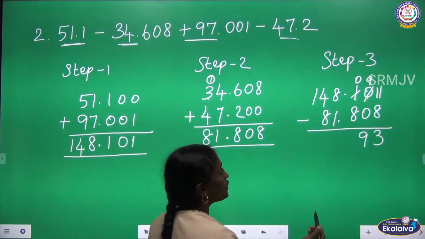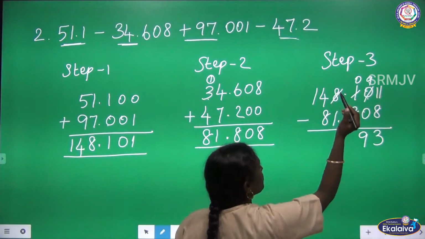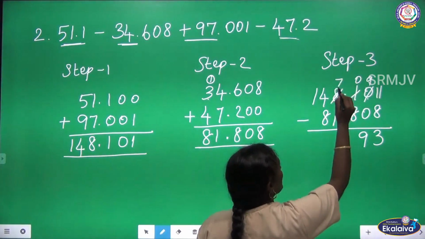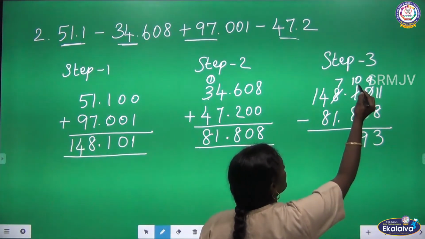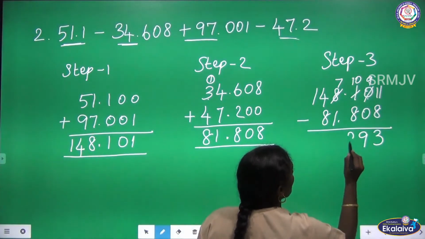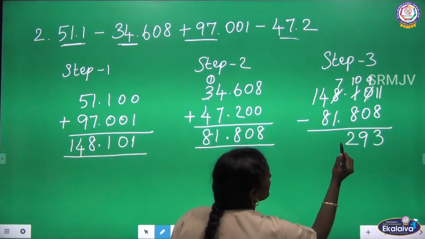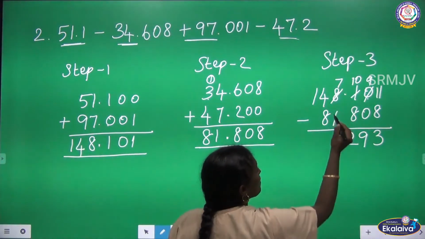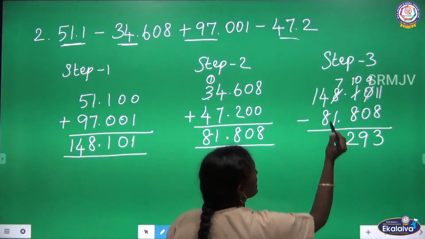We can't do the subtraction. So we have to borrow from 8. 8 will become 7. 0 will become 10. 10 minus 8, that is 2. Then we have to keep the decimal point here. 7 minus 1, that is 6.